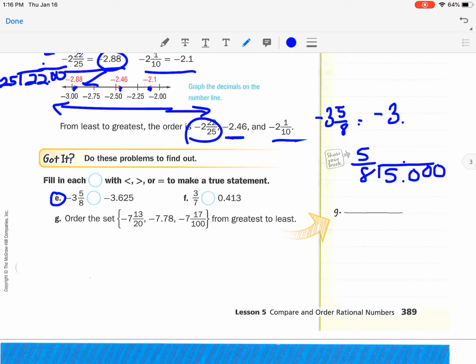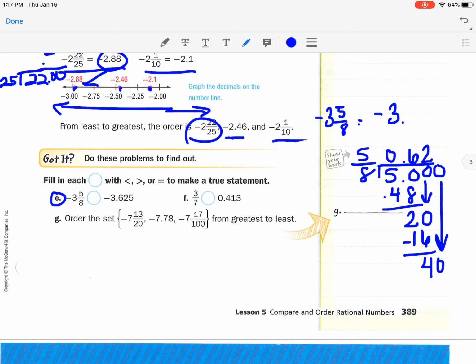I know that it can't go in there, but it can go in here 6 times, which is 48. I subtract, get 2, bring down, and I have 20. How many groups of 8 can I make? We can make 2, which is 16. I subtract, I get 4, and I bring down, which is 40, which can go in 5 times. When I divide it out, I'm left here. So I'm going to take this decimal and place it up here. Now I can compare this decimal that I made, which is negative 3.625, with negative 3.625, which makes them equal, which is amazing.